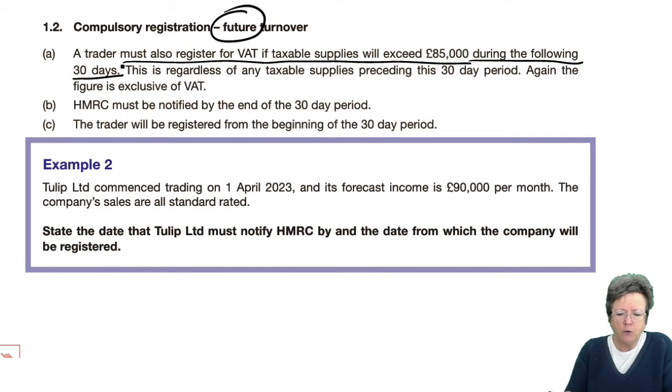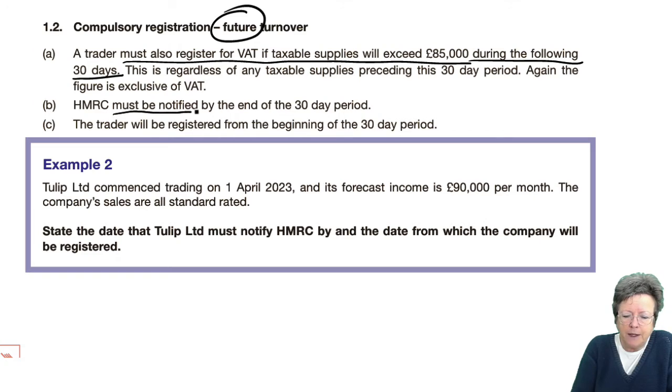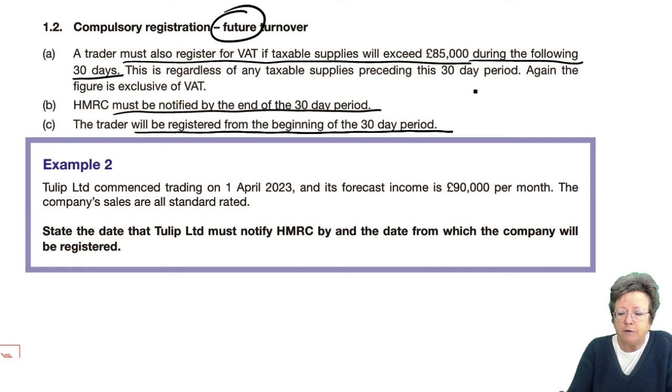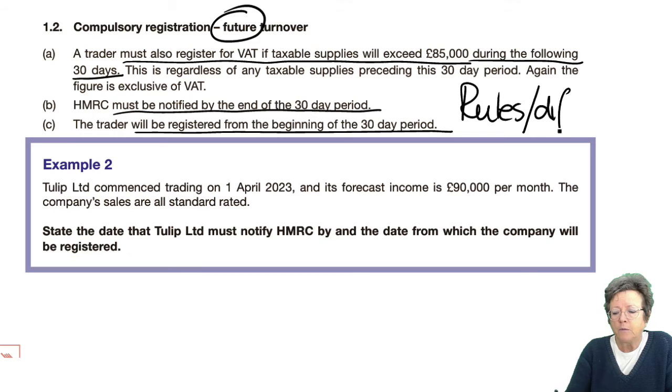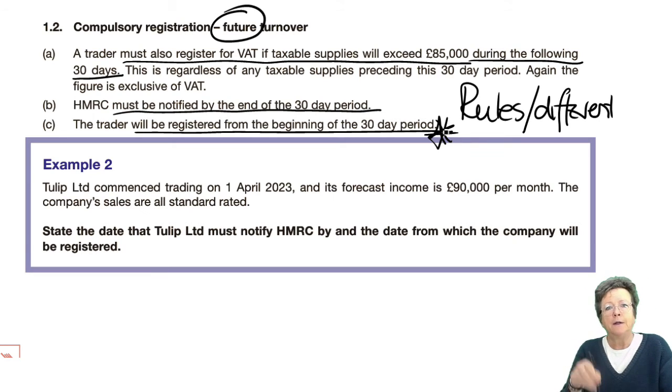Usually covers big orders. You must notify by the end of the 30-day period, and you will be registered from the beginning of the 30-day period. The rules are different. Okay, this one particularly, because we don't want to miss that big order. The revenue don't want to miss the output VAT on that big order.